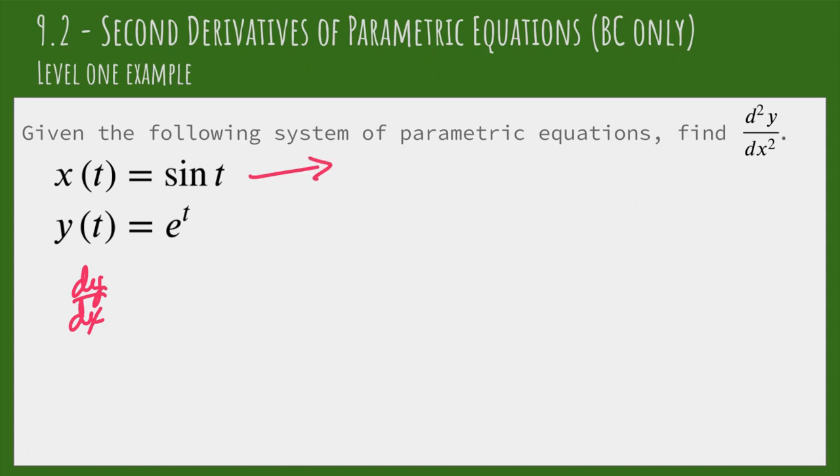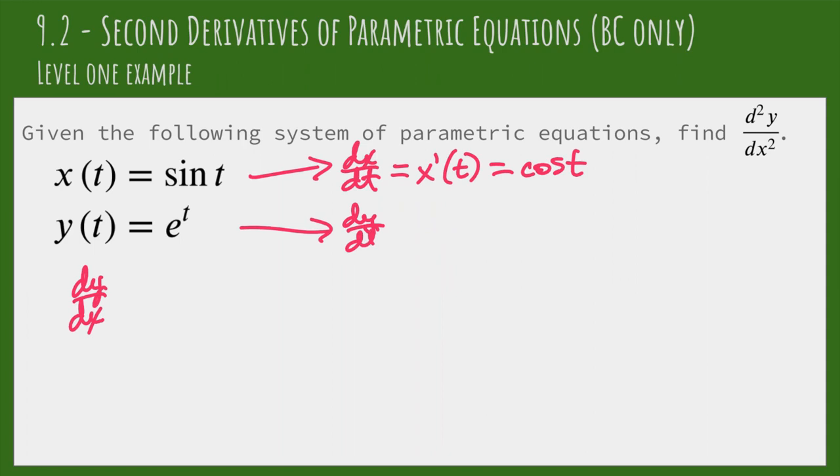So let's go ahead and take derivatives of each of these equations by themselves. For the x equation, we're going to get dx dt, which could also be written as x prime of t. Either notation would be acceptable. This is indicating that we're taking the derivative of x with respect to t. And that's going to be cosine of t. And the derivative of y with respect to t, which we could also write y prime of t, is going to be just e to the t, because the derivative of e to the t is e to the t.